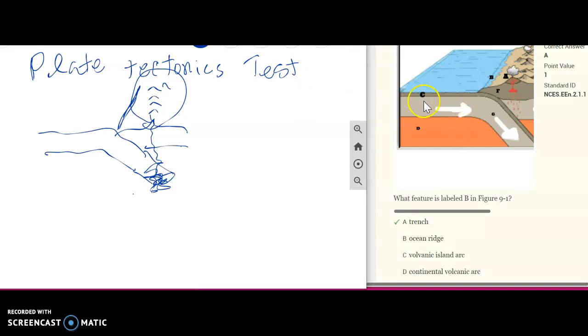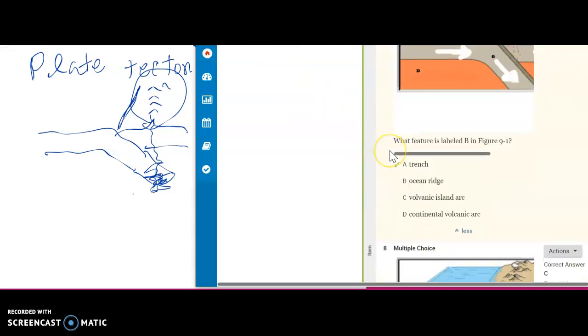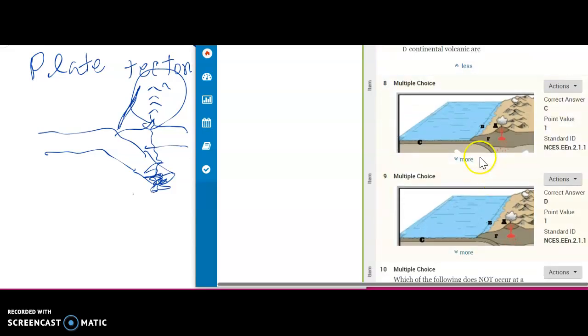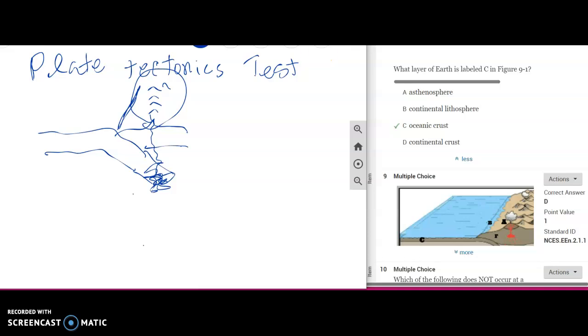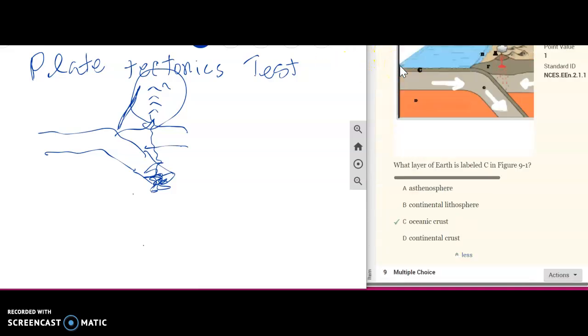Alrighty, so that is number, what do we get to? 7. Number 8 is also using the same diagram. So let me get back to here again. Take that away. We can leave everything that's there. Number 8 is talking about, get to it.